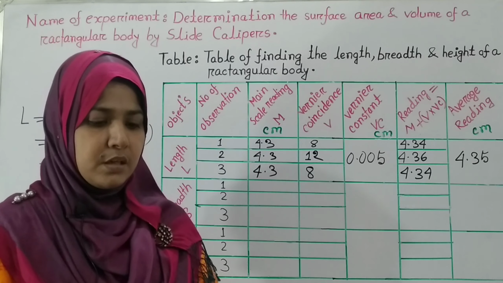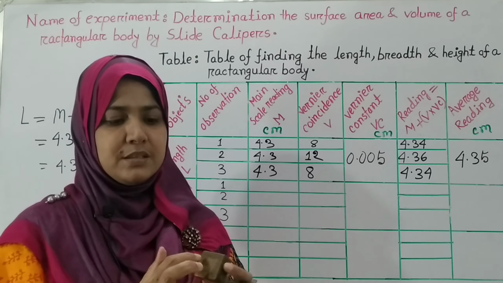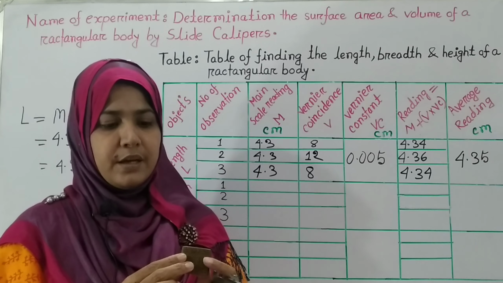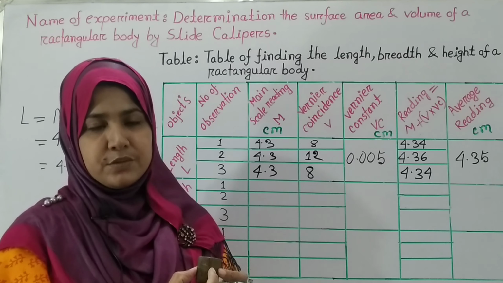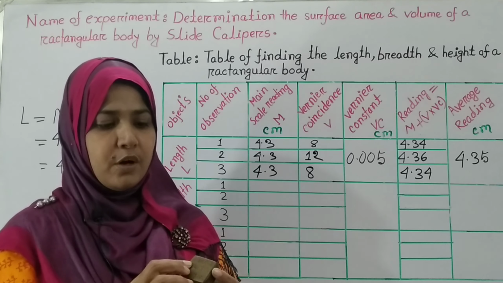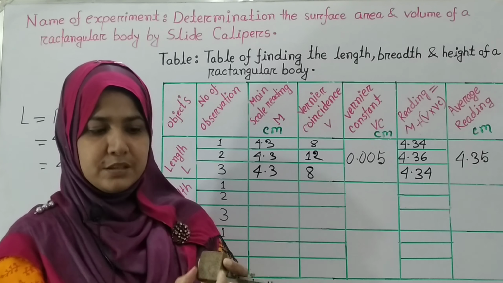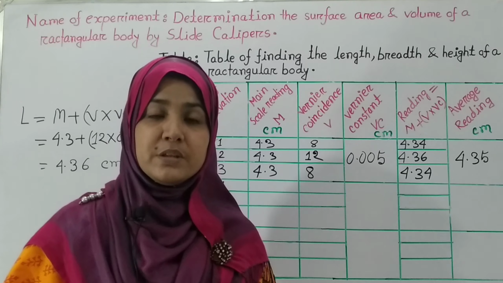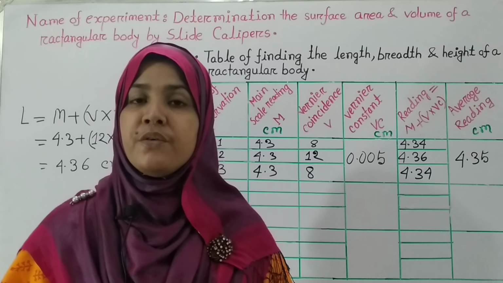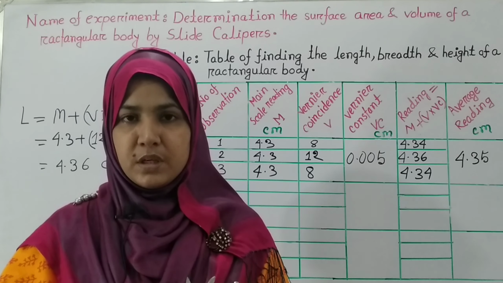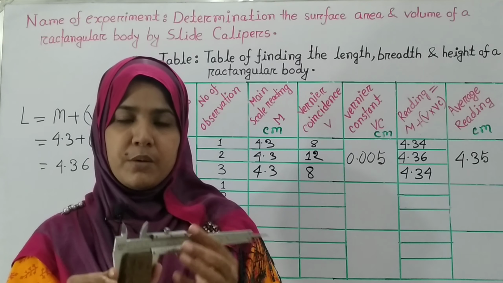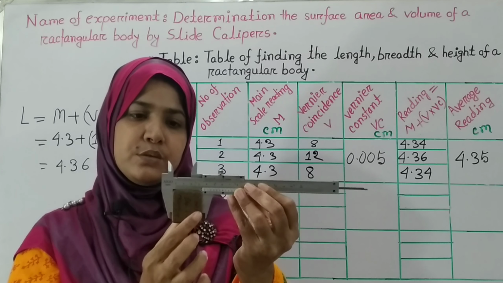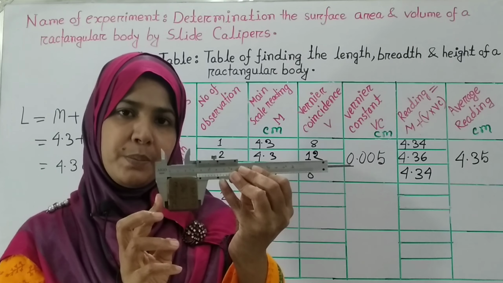As you can see, this is the length, and if we put the object in this way this will be the height, and if we put the object in this way this will be the breadth of the object. Now I am going to take the reading of the breadth of this rectangular shaped object. So I am putting the object in this way between the two jaws of the slide calipers.